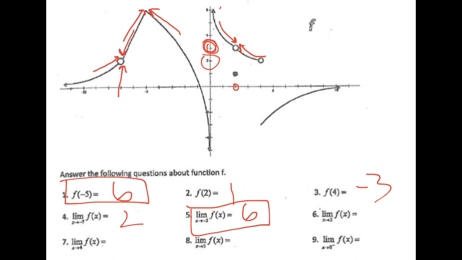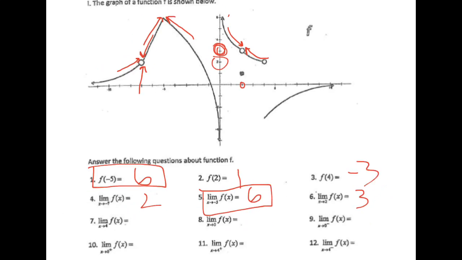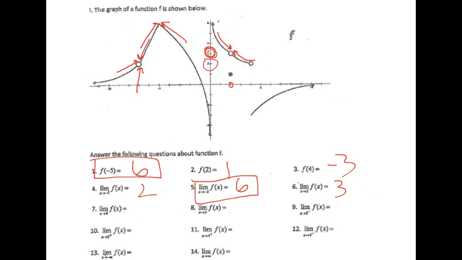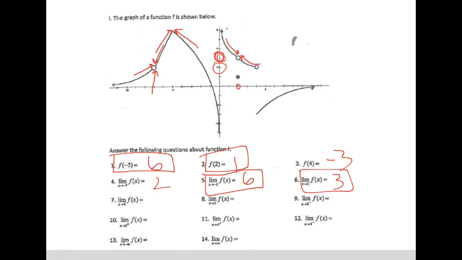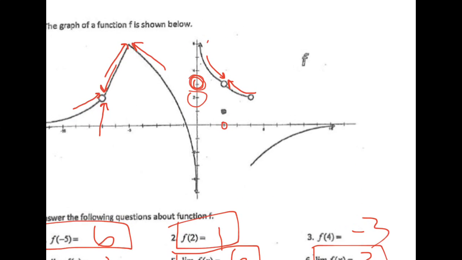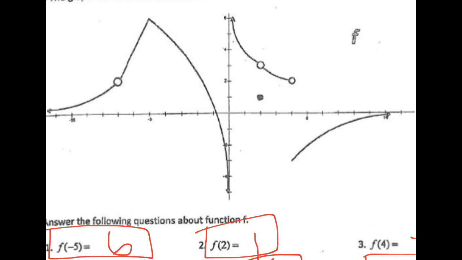So the limit as x approaches 2 is 3. Now compare this with the last one we did. The limit as x approaches 2 is 3, and the value of our function f of 2 at x equals 2 is 1. These two values are different, those are different numbers, and so we have a discontinuity.